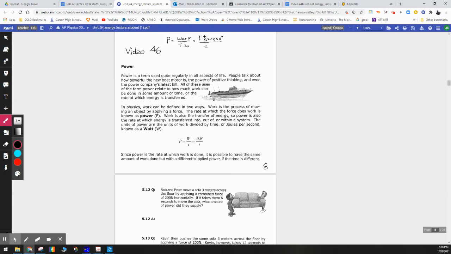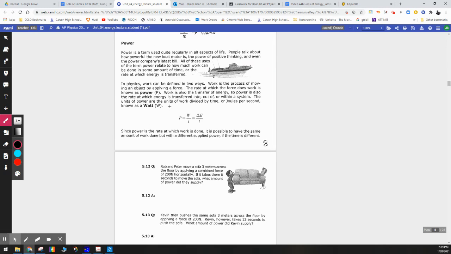Now sometimes you can look at this part right here and we see we have delta x over t. So we can further describe it as force times the average velocity. And so all of these are acceptable equations for power. Now the units are just going to be joules over seconds. So joules per second has a unique SI unit called the watt, or watts.